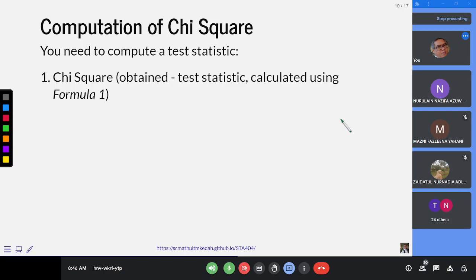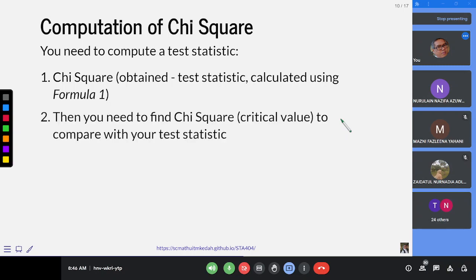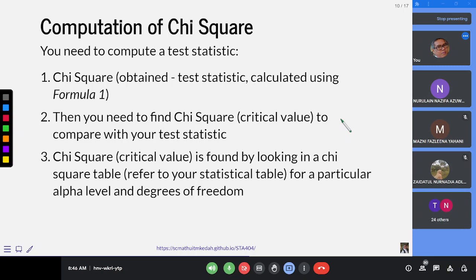The same thing goes here, except I did not put the first one, the hypothesis. So in order to test your data using the chi-square test of independence, you need to find the chi-square test value, or the chi-square test statistic value, using a formula. Later on we're going to see the formula. Next, you have to find the chi-square critical value, and this can be found from the chi-square statistical tables. Refer to your statistical table for a particular alpha level and degrees of freedom.